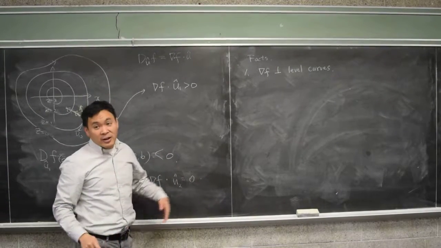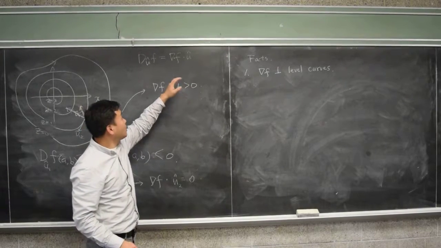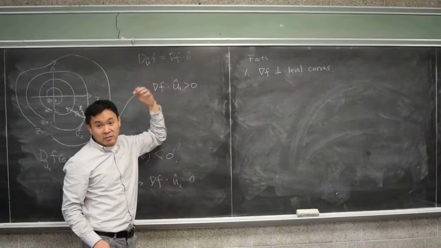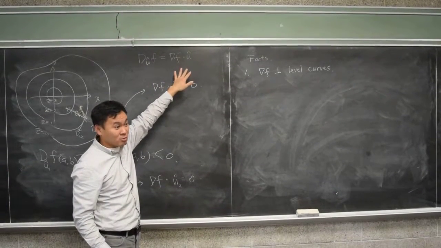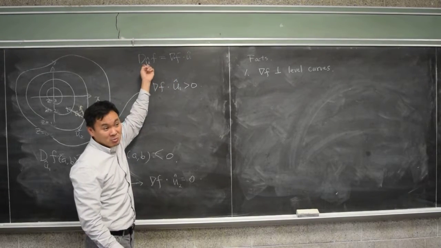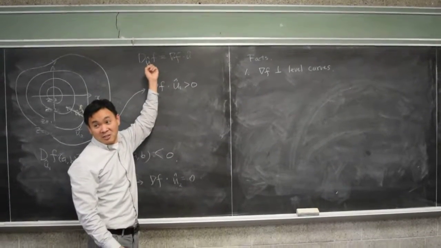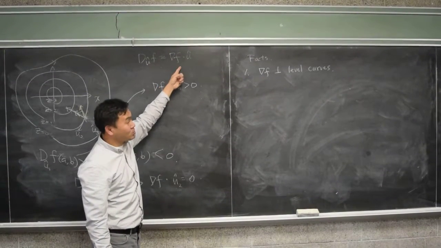We could have defined directional derivatives in three-dimensional space in the same manner. And if you do, you'll see that this is still true in three-dimensional space. And that's even better. Imagine how complicated this formula would be if you didn't have the gradients in 3D. But even in 3D, this is true.